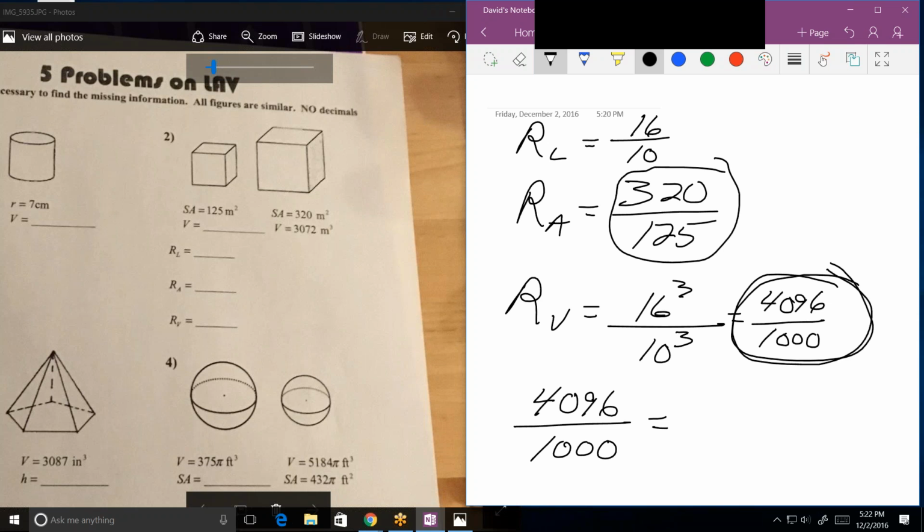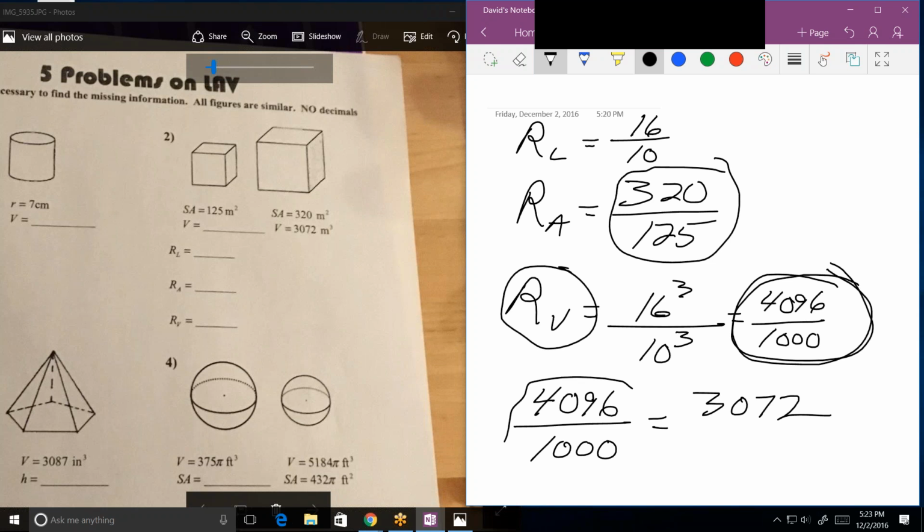Go big to little. 320. Hold on, don't give me just a number. Give me the expression. So, would you do the ratio? Do the big first, the volume. Okay. So 320. No, 3,072. Remember, we're doing the big when we do volume.